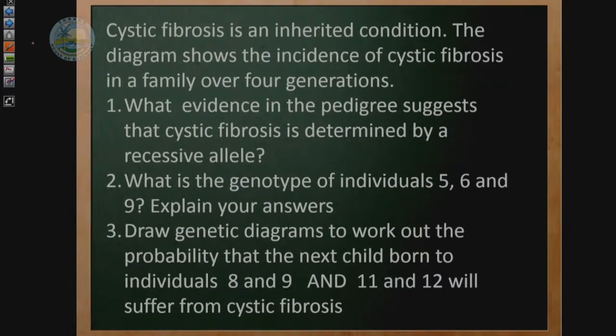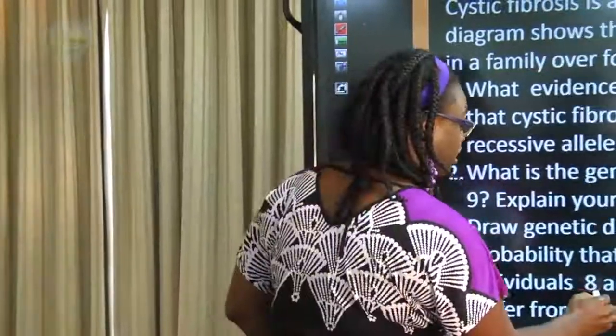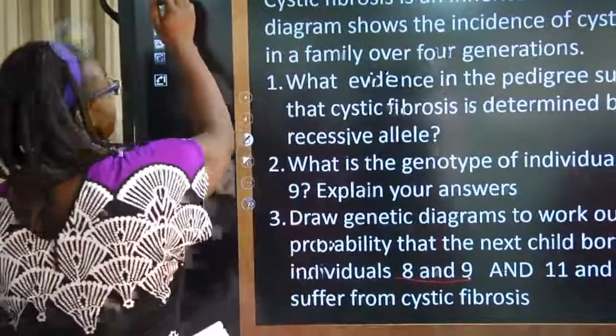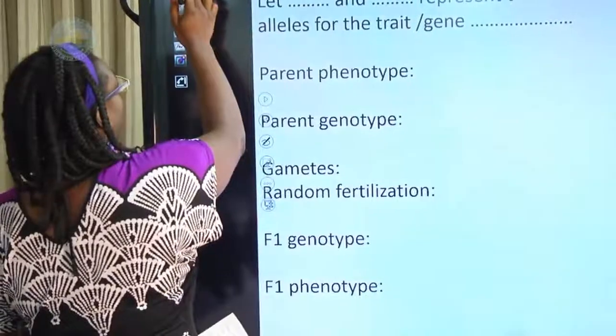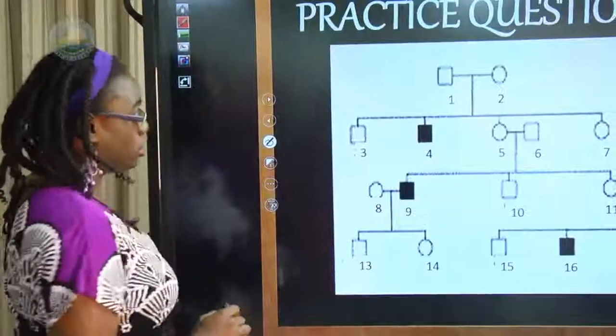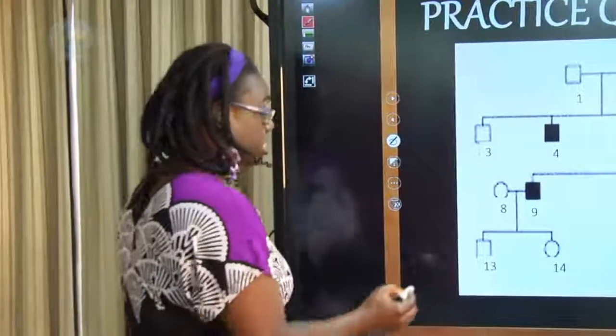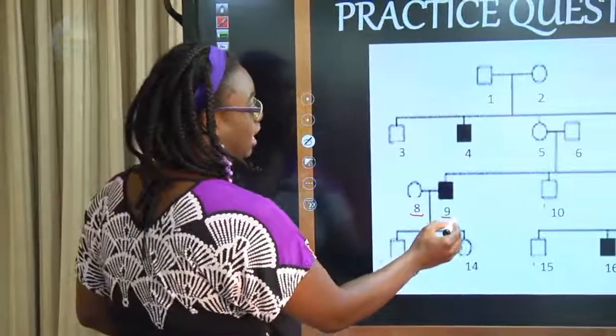Number 3, draw genetic diagrams to work out the probability that the next child born to individuals 8 and 9 and 11 and 12 will suffer from cystic fibrosis. So we're looking at individuals 8 and 9. So let's just go back to the pedigree chart, and we're seeing individuals 8 and 9 here.